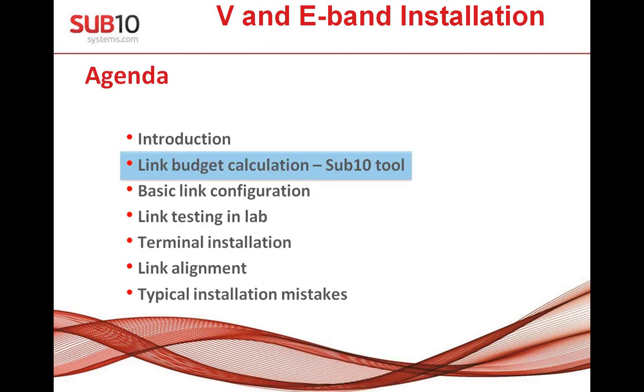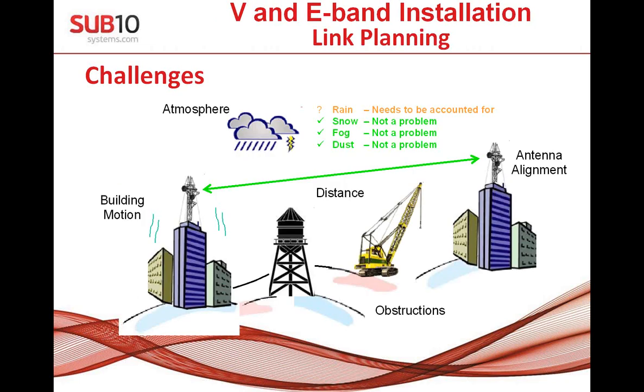Okay, this is the introduction and brief overview of our product line. Now we will look at link planning, or link budget calculation. There is a nice picture just to present what the key enemy for a link is. You see snow, fog, dust, it's not a problem. We are not an optical system, and snow, fog and dust are not blocking us.